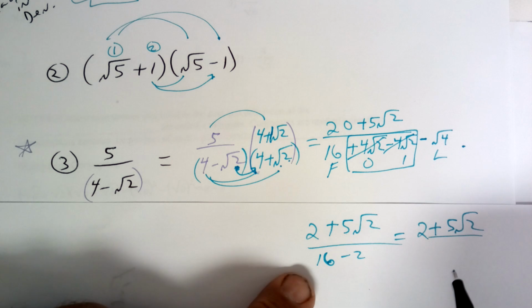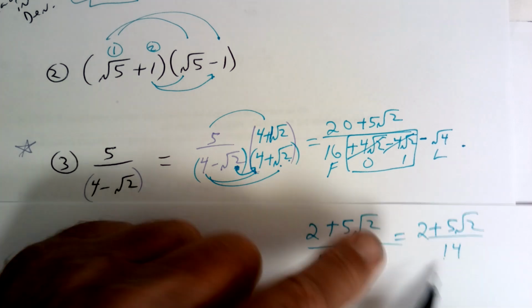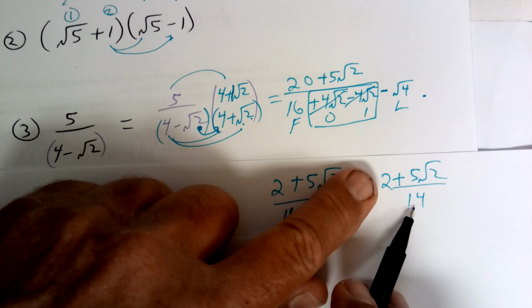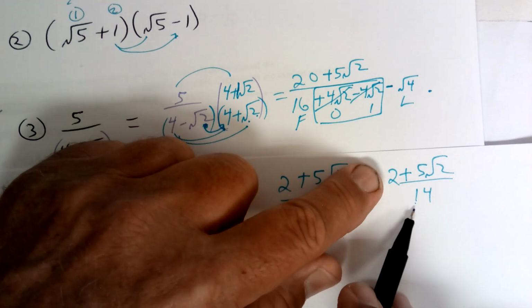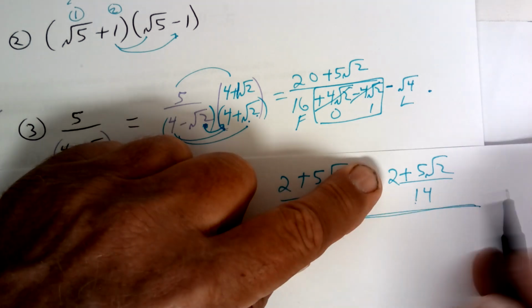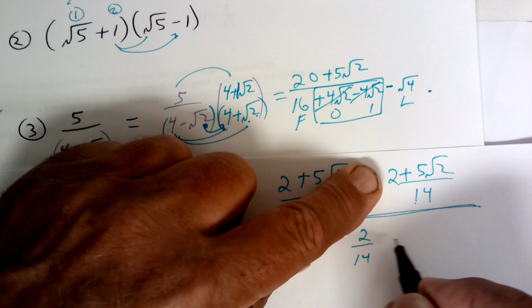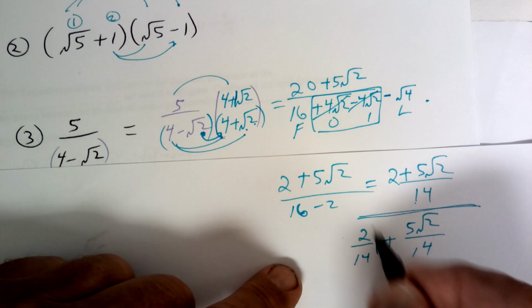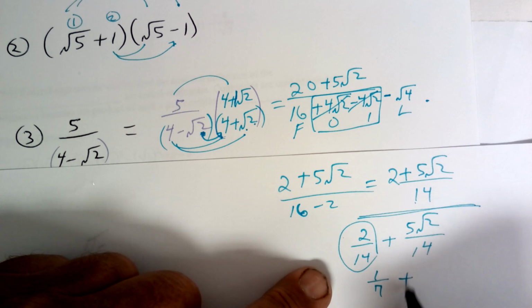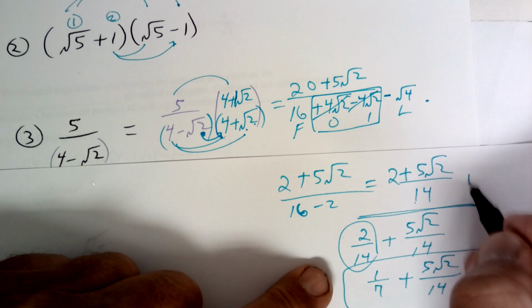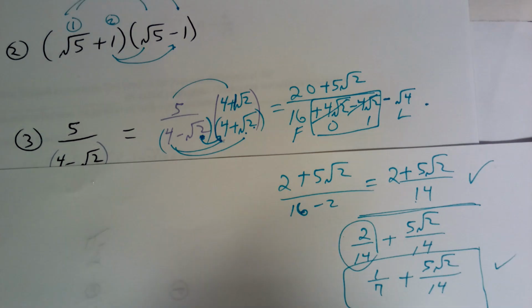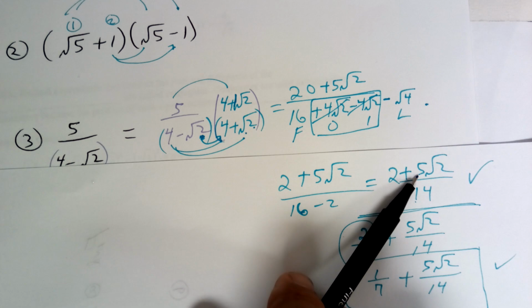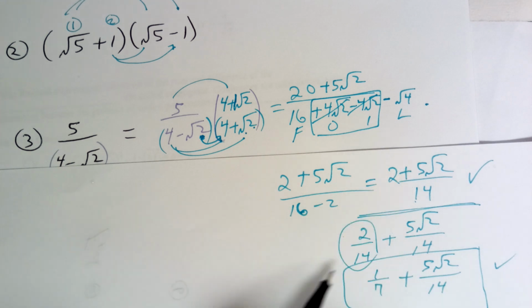If you finish your work early, now some kids would try to reduce this. You can't reduce it, so you stop right here. What you could do, if you want to, you could put 2 over 14 plus 5 square root of 2 over 14. That's allowed. And then you can reduce that to 1 over 7. You don't have to for me, but just understand how to do that. Like if you reduce right here, then you're kind of cheating this one. Each one of these is divided by 14, so you can separate it and then reduce the first one only.